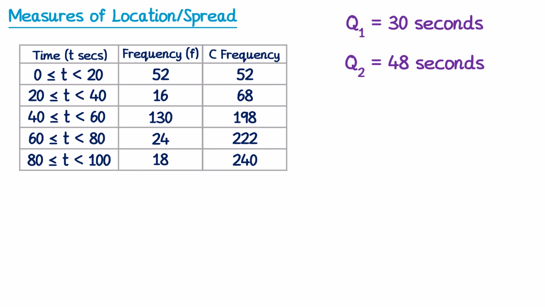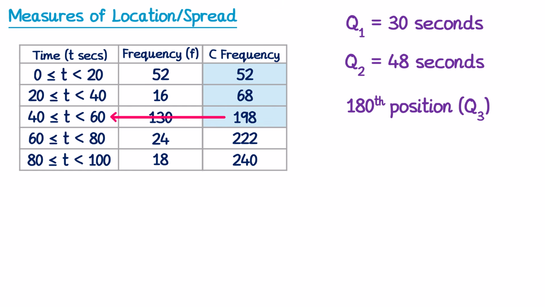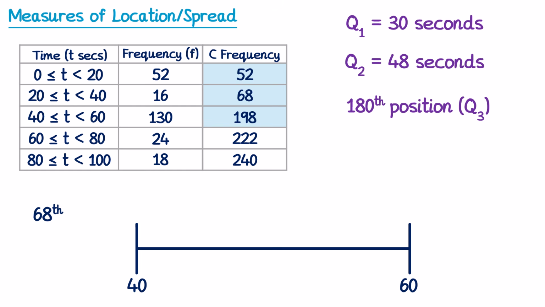Let's do the same process for the upper quartile. This was in position 180. So we look down the cumulative frequency column, it's not here, but actually once again it's in this same interval, between 40 and 60. So we draw out this interval once again between 40 and 60, and this one still goes from the 68th number to the 198th number, but the one we're looking for this time is the 180th position. Now this is going to be much closer to the end of the interval, nearer to the 198th.